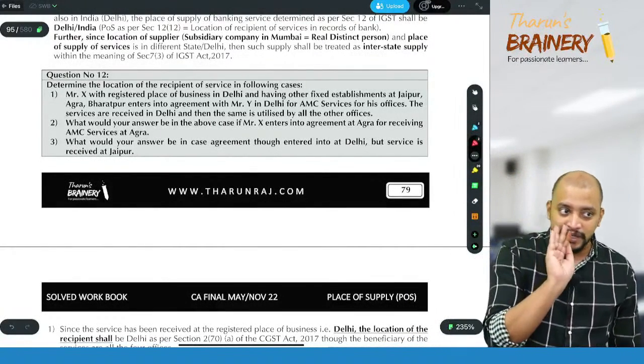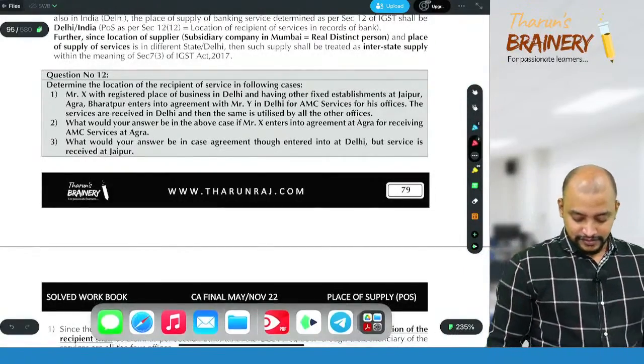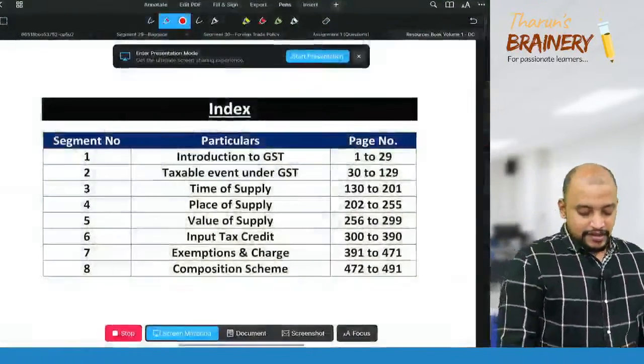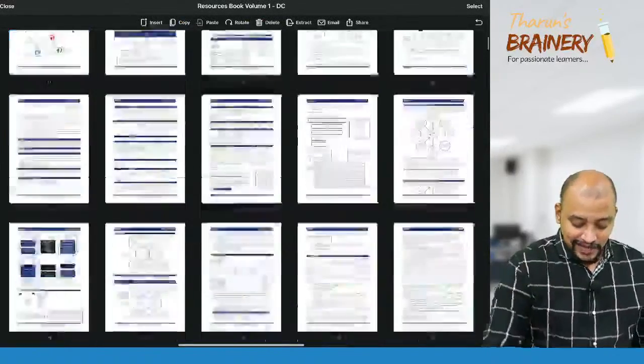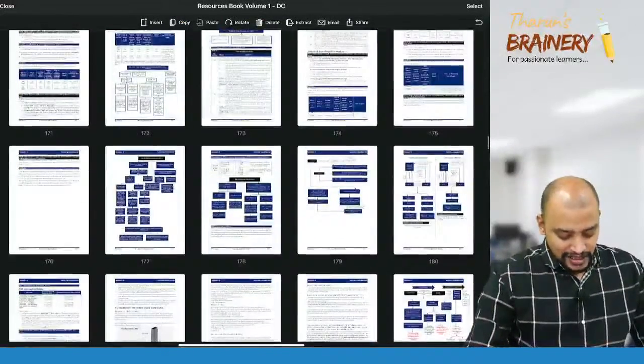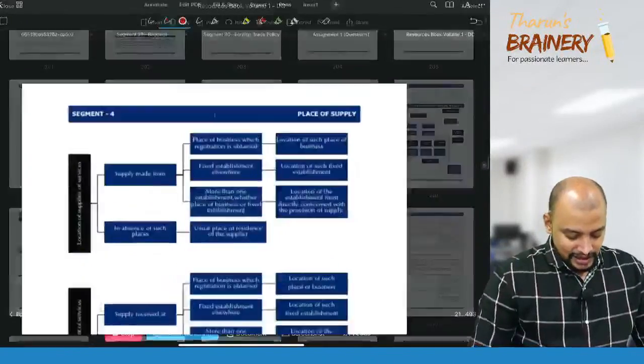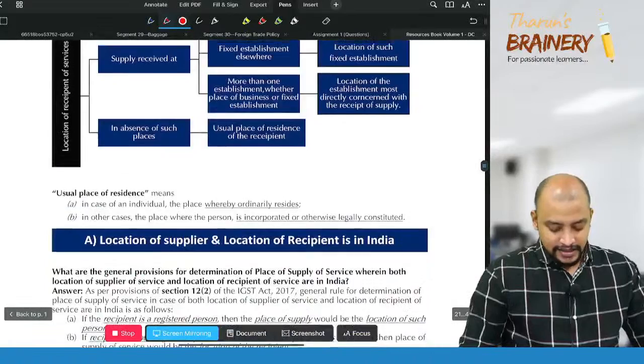Okay, do you remember at least? Nothing? So place of supply in case of services, I discussed one chart. Okay, so if you forget, this is the chart I discussed.